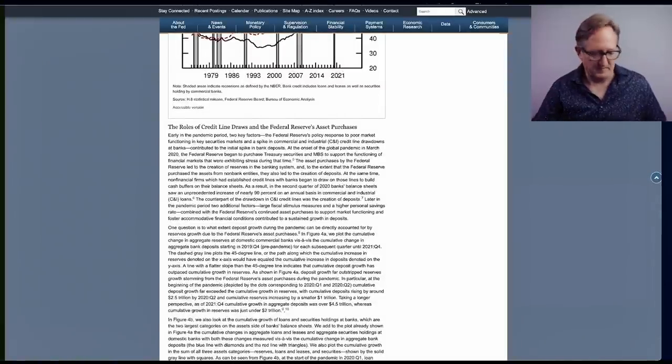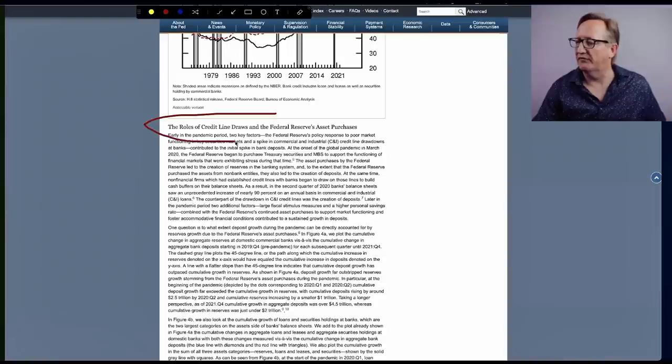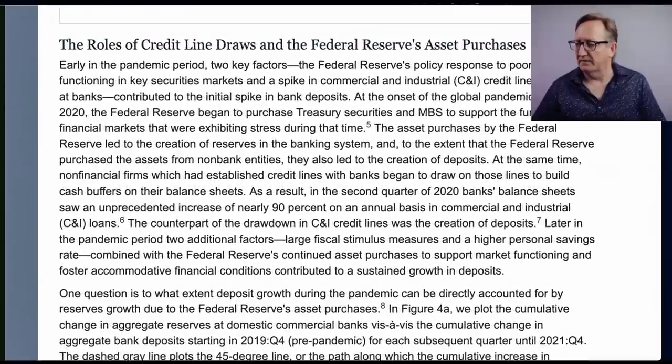Yeah, here it is. This is the section we want to talk about, the roles of credit line draws and the Federal Reserve's asset purchases. It's really the asset purchases that are driving the increase. Let's zoom in. Here we go.